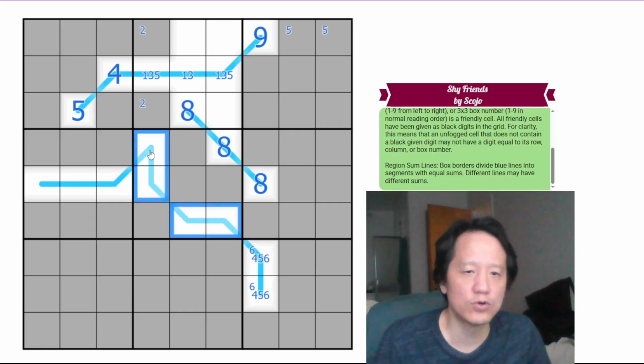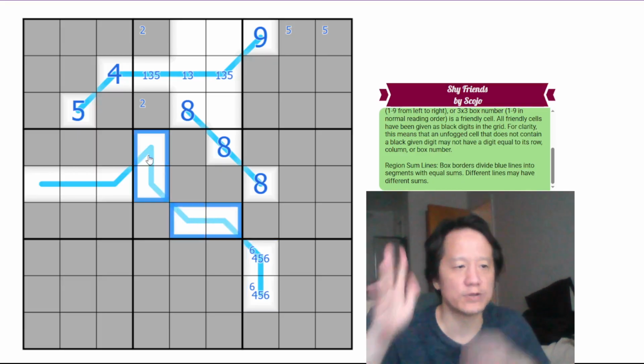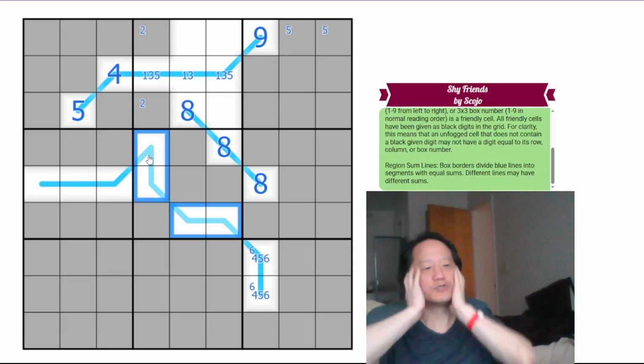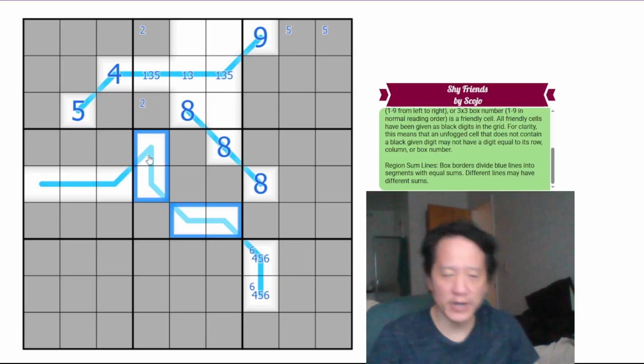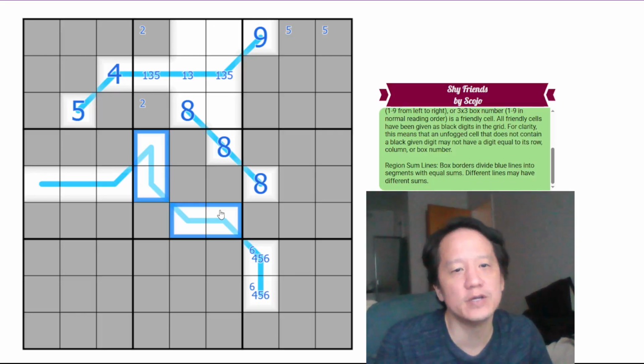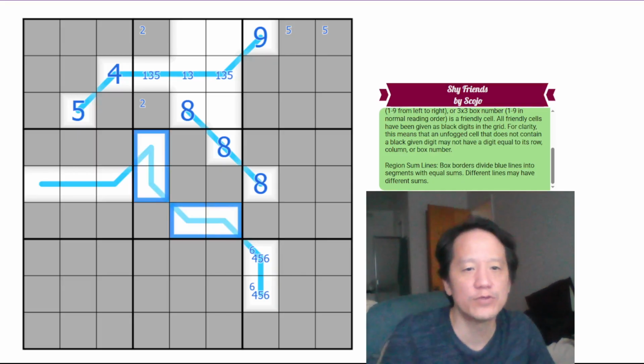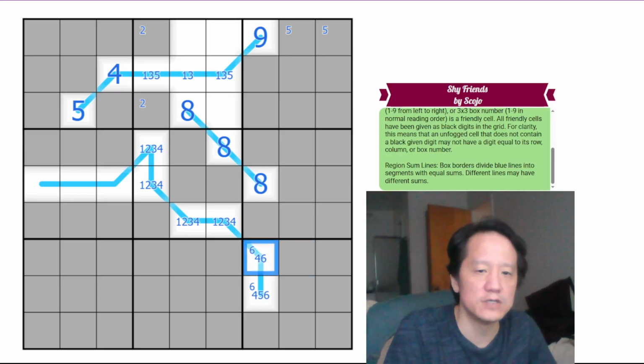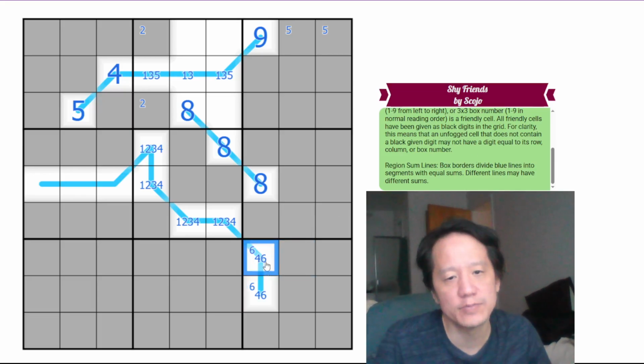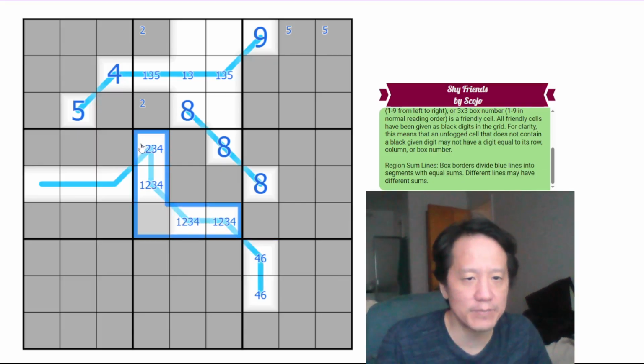If this were 5, 6, that would mean this has to be 1, 2, 3, and 5 because those are the only digits which ever add up to 11. But since 5 would be here as a friendly digit and it's not given, this cannot contain a 5. So it must be 1 through 4 here, which makes this a 4, 6 pair, adding up to 10. Because that's the minimum for these 4 digits, and it's the maximum for these 2.